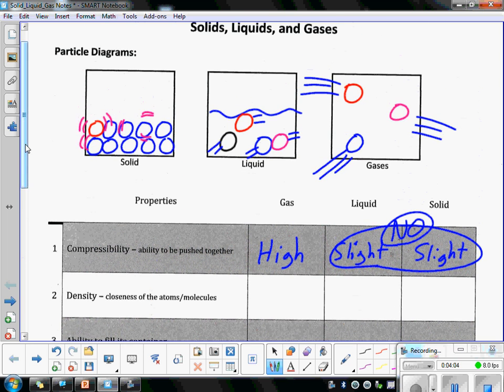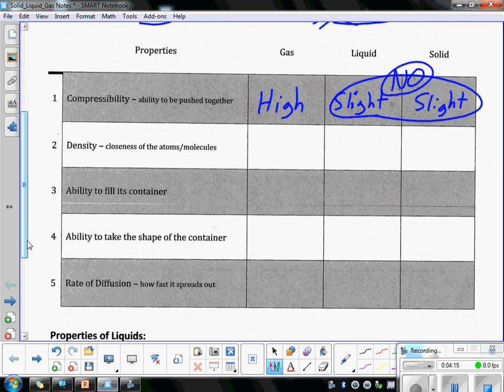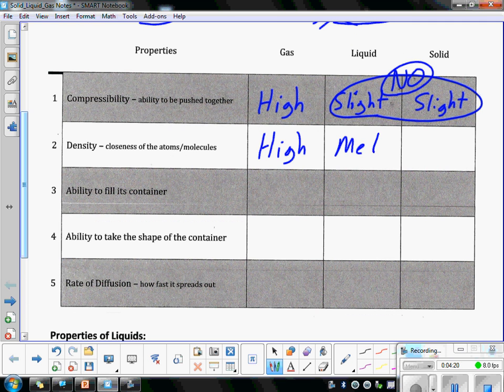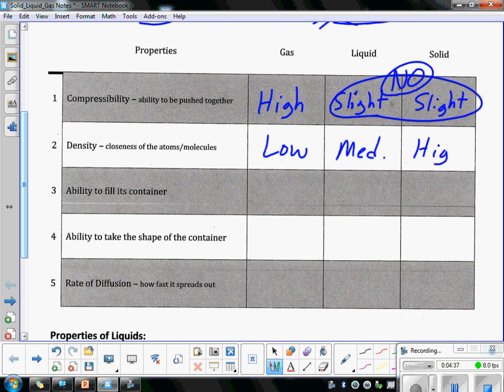Density, just ranking them in differences of density. You can see that in the solid, the particles are close together. Liquids are a little bit further apart, and then gases are even further apart, which means that as far as the density goes, this is the highest density. This is the medium, the middle of the road, and this is going to, sorry, did I switch that? I switched that around. These are spaced out the furthest, so they have the lowest density, and this has the highest density. They're more closely spaced.